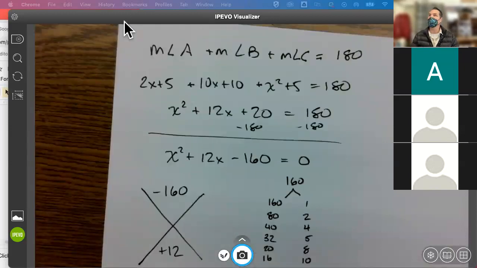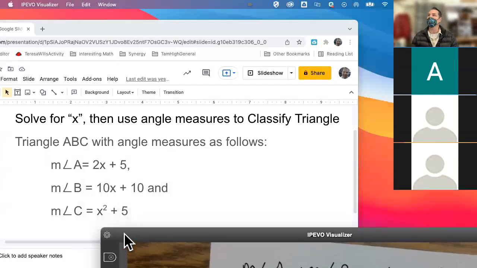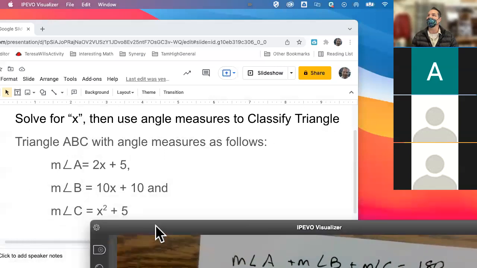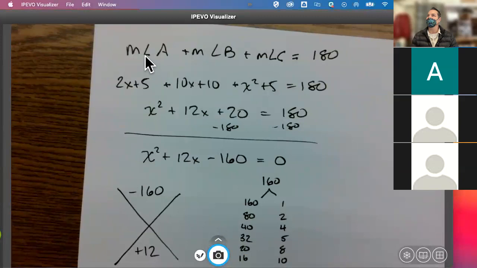So again, the warm-up asked you to solve for x, then use the angle measures to classify the triangle given these angles. So we said that the angles add up to 180. When we substitute, we can solve. When we get to this stage, we say it's a quadratic, and quadratics are solved differently. Instead of putting the x's on one side and the numbers on the other, we move everything over to this side, and we're going to try to create a product, two things multiplied together to make 0.